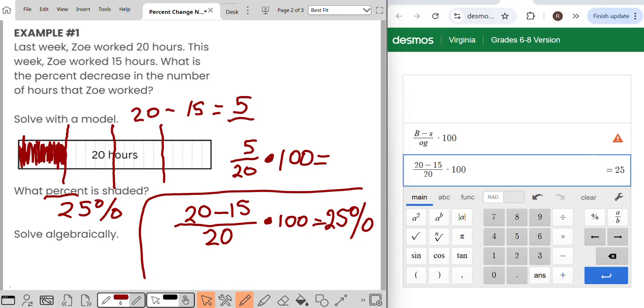The key to this is remembering the formula and being able to pull out the information from the word problem. I know you're going to do great.